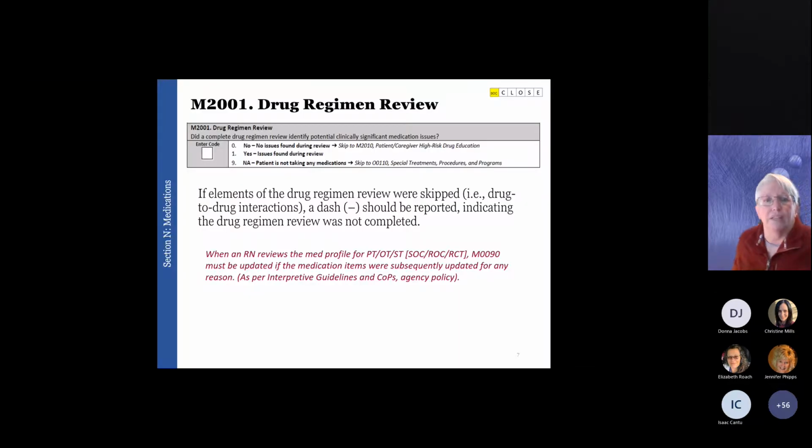Okay. All right. So then we have our usuals, M2001, the drug regimen review. Nothing changed here. Actually, there's nothing changed. The rest of this is all stuff we knew. The only new item in section N was N0415. And that's fine, because that's a big enough item, right?